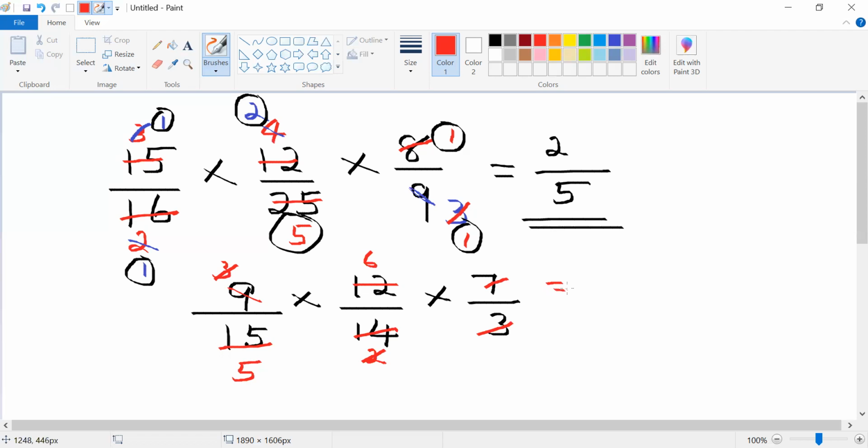So what is left in the numerator now? Only 6. Denominator, only 5. So 6 by 5 is the answer. Hope you understood. This has to be practiced. Maximum questions you have to do. How much you practice, that much your skill will increase. Okay. So that's all of addition, subtraction, and multiplication of fractions. Thank you.